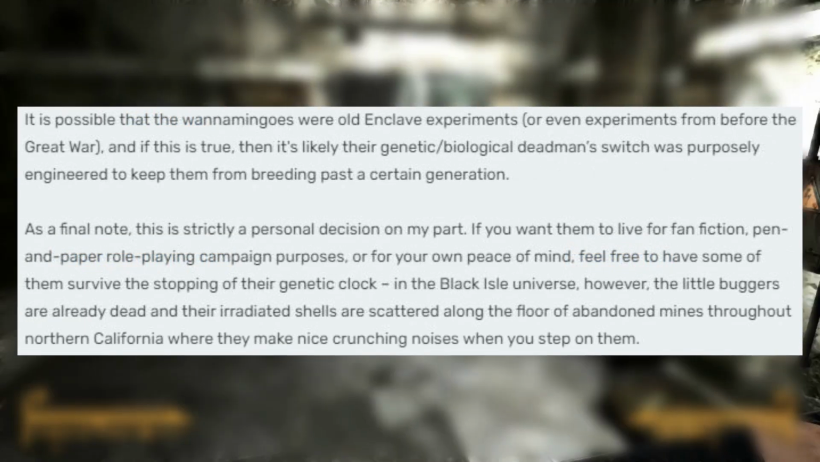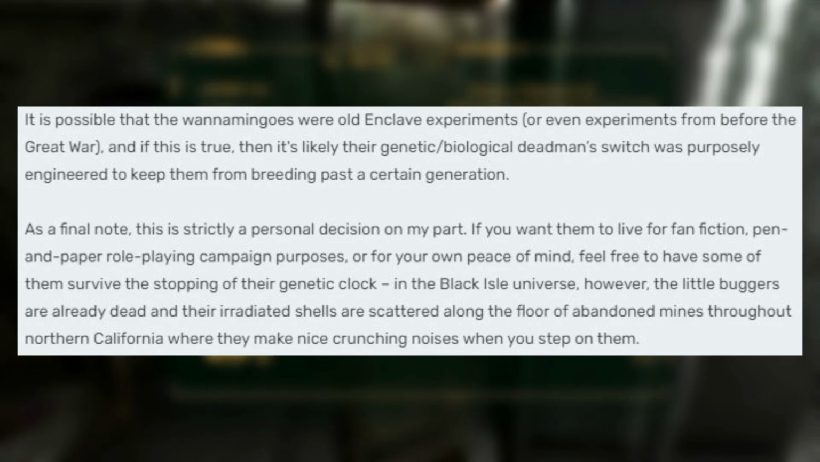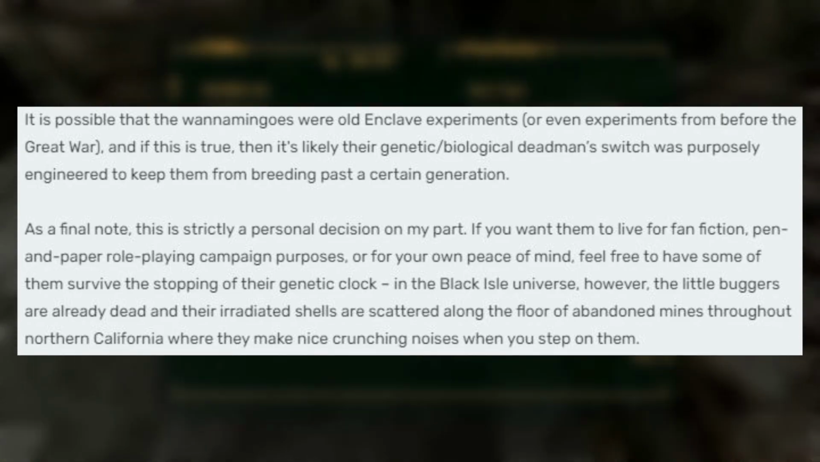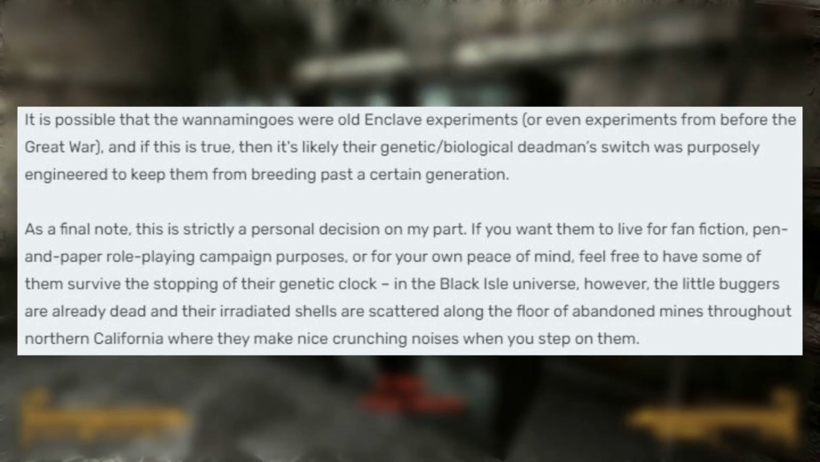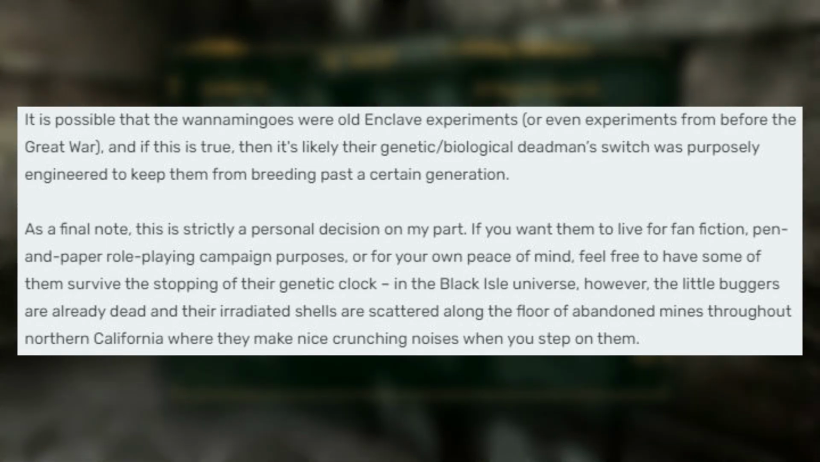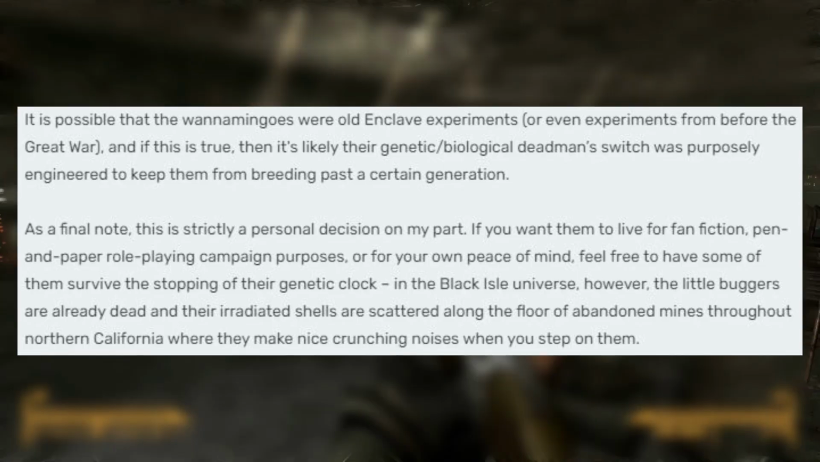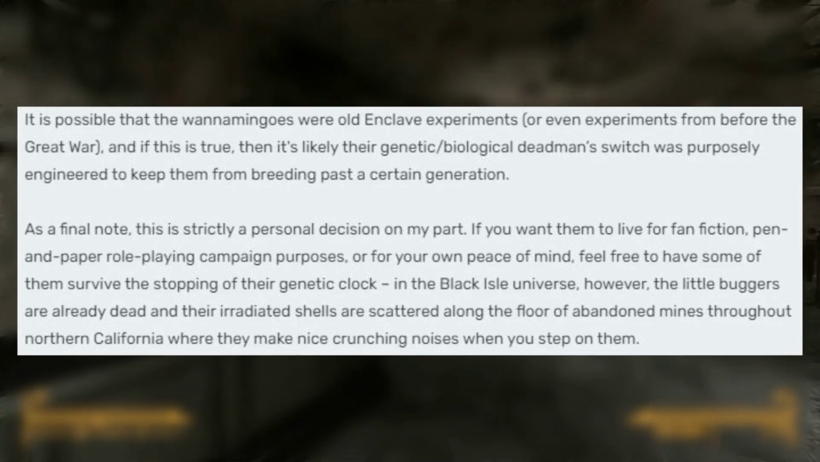It is possible that the Wanamingos were old Enclave experiments, or even experiments from before the Great War. And if this is true, then it's likely their genetic/biological dead man switch was purposefully engineered to keep them from breeding past a certain generation. As a final note, this is strictly a personal decision on my part.